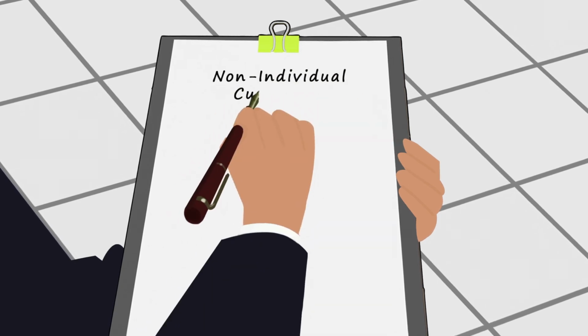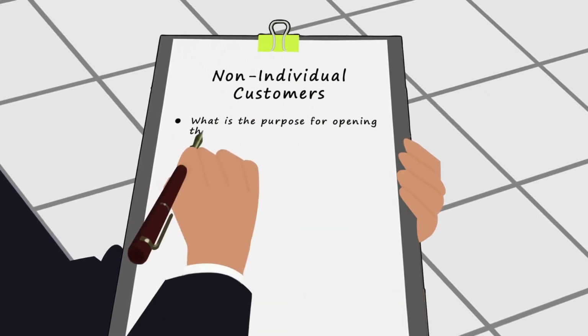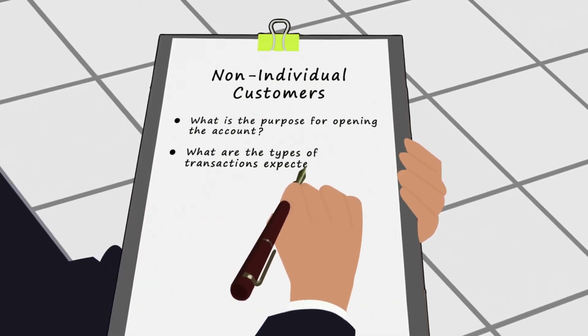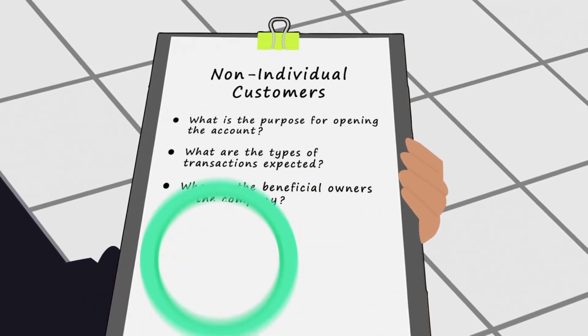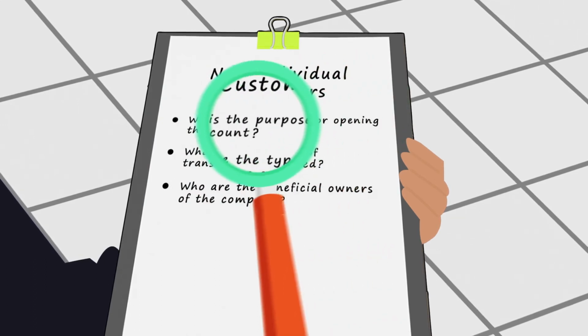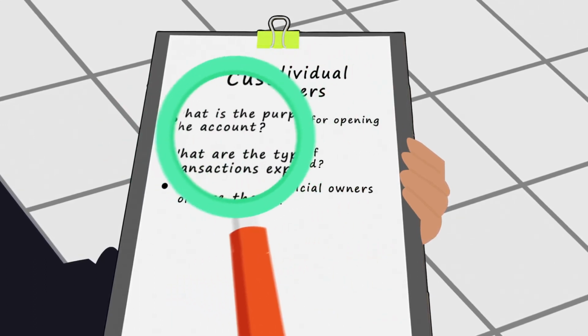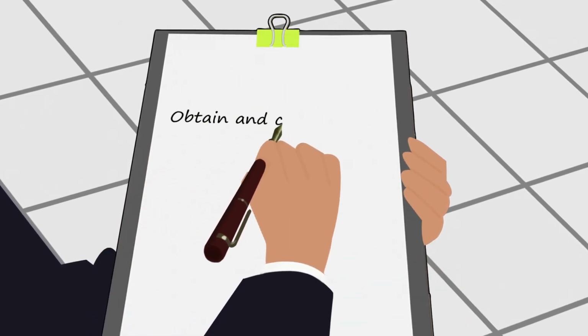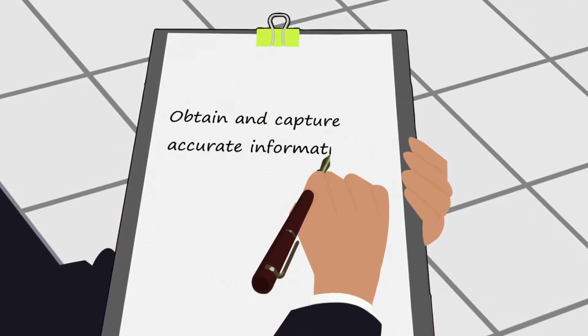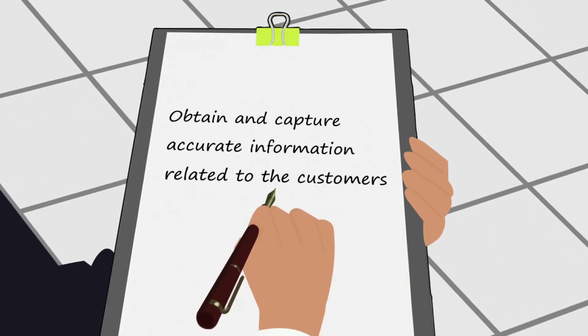In case of a non-individual customer, what is the purpose for opening the account? What are the types of transactions expected? Who are the beneficial owners of the company? The identifier details of the beneficial owner should be captured in the core banking system, even if the beneficial owner does not have a bank relationship in the personal capacity.